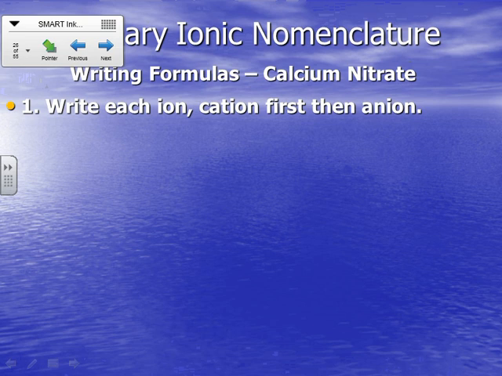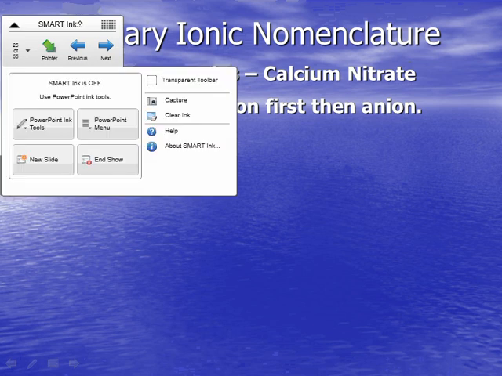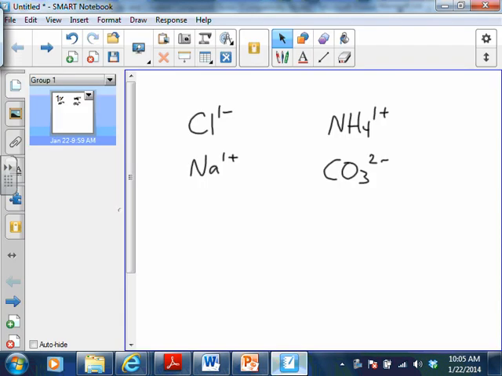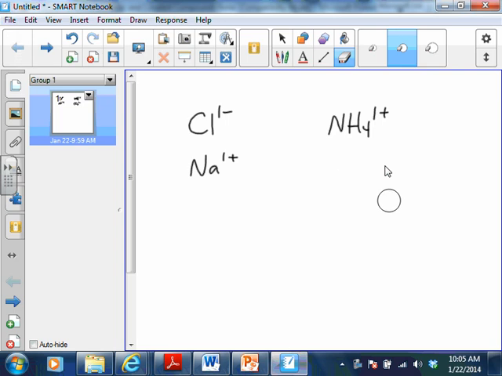So we're going to write each ion, cation first, then anion. And I still don't think it's going to let me write on this. Okay, so let me go back to my... What's that? Right on the board so you can still have that up. You don't have to go back here. Well, that's the video. Well, yeah, but I'm doing the video right now, so it's got to be on here.